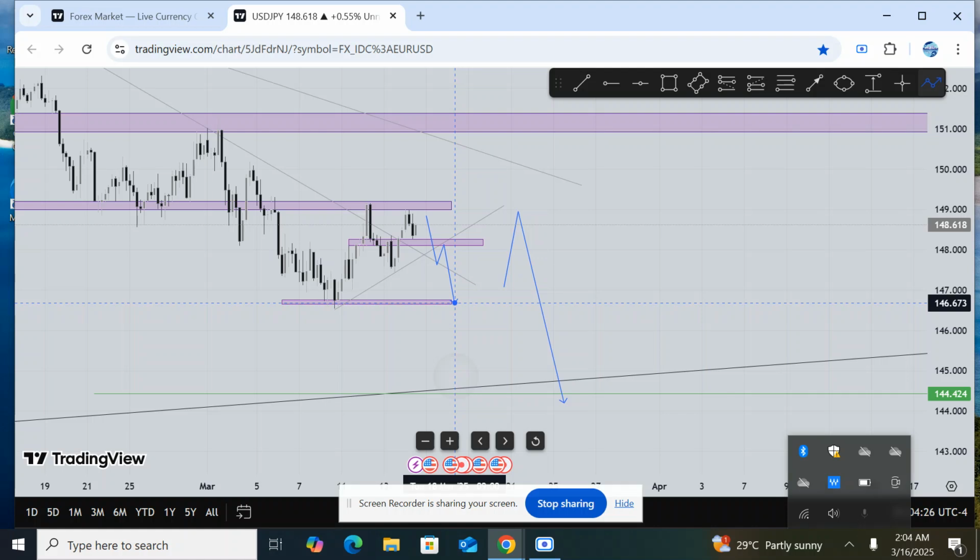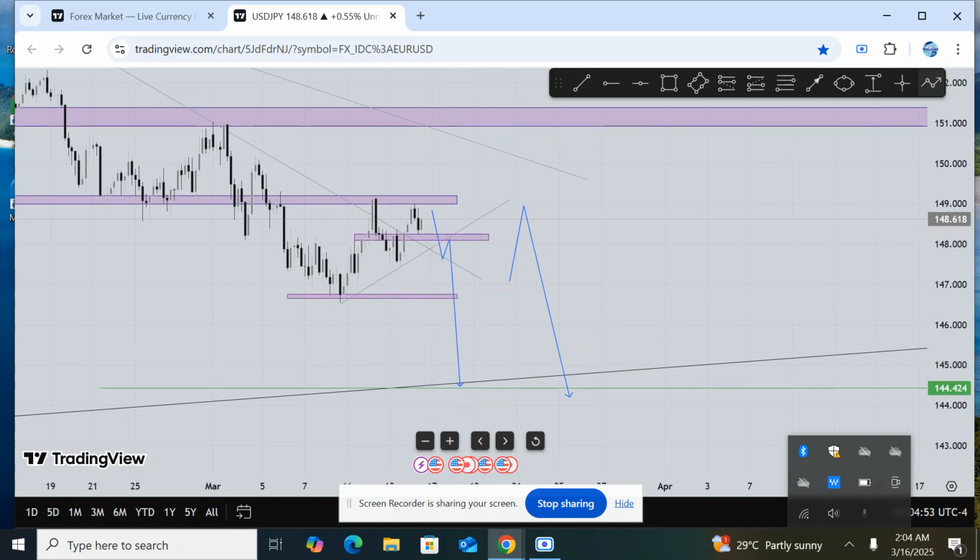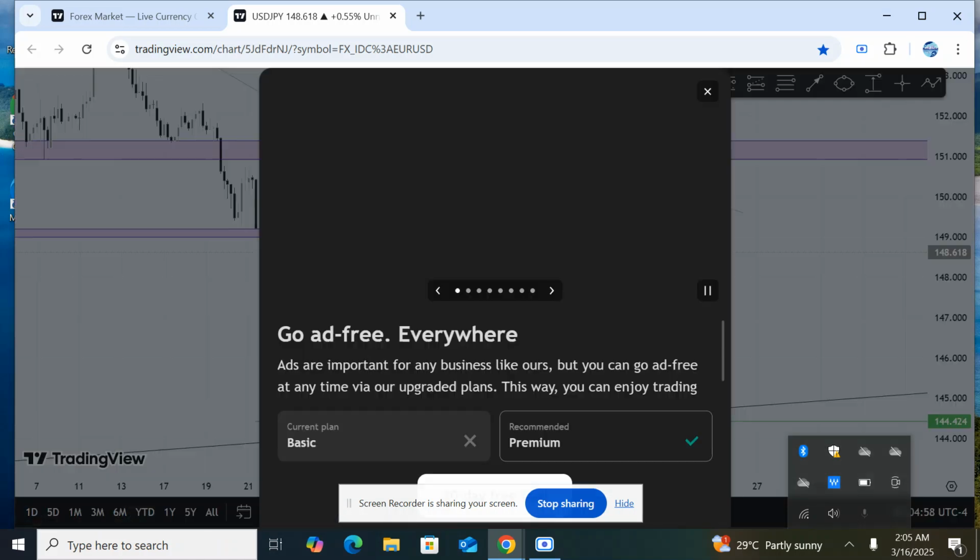Our first level target is going to be, and the second level target is going to be, as our line projection with our zone right about here, 144.474. So that is going to be our second level target for USDJPY. So let me just cancel this one out. So that's what we should be expecting for USDJPY.